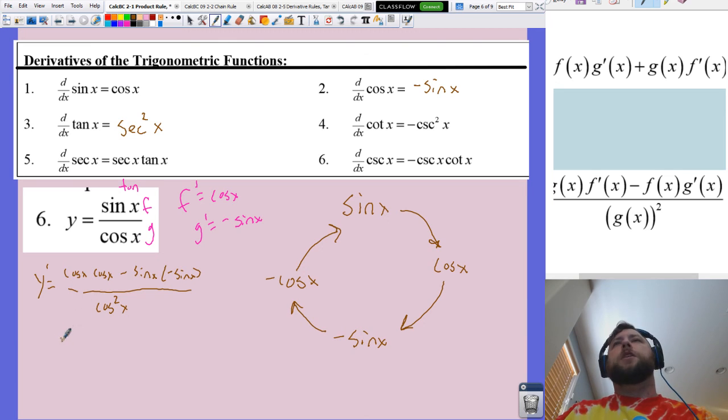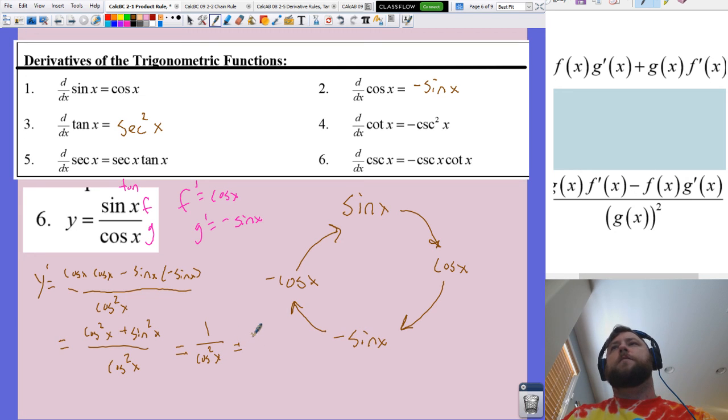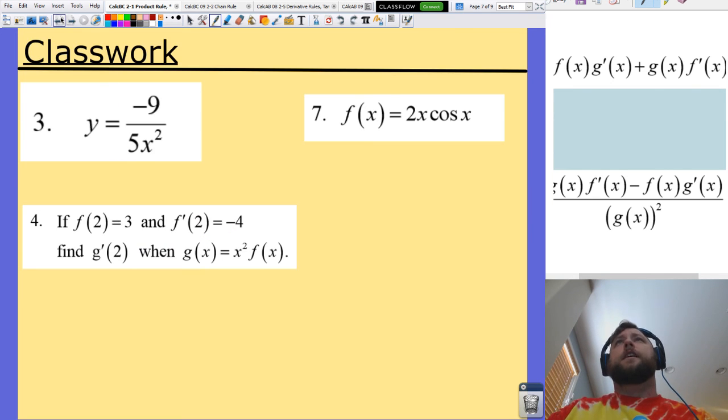Okay, so what you have on top is cosine squared of x plus sine squared of x, because negative negative, over cosine squared of x. Cosine squared plus sine squared, this is one of those rules that you should memorize. That equals 1. So this is actually just 1 over cosine squared of x, which is the same thing as secant squared of x. Secant's 1 over cosine, which is the rule. So it's nice that it works out. All right, that's it. Stop in there.